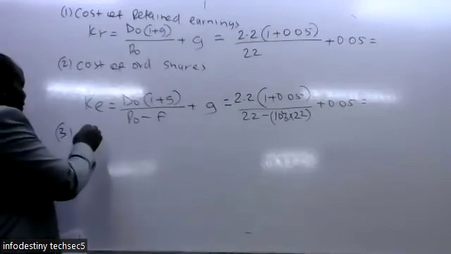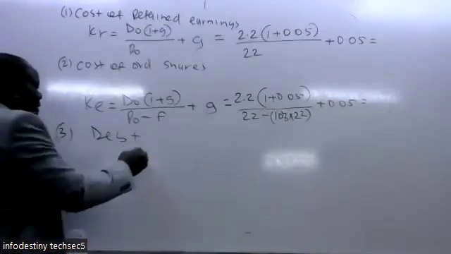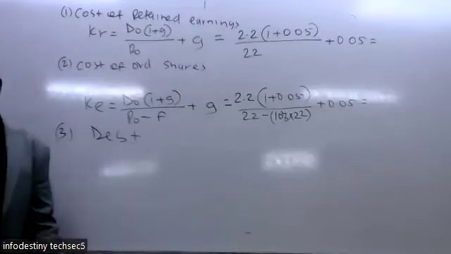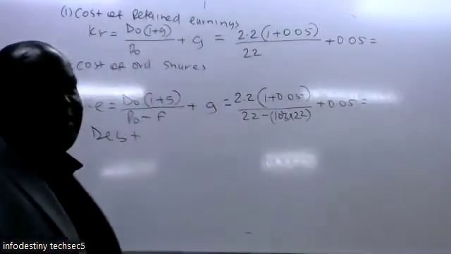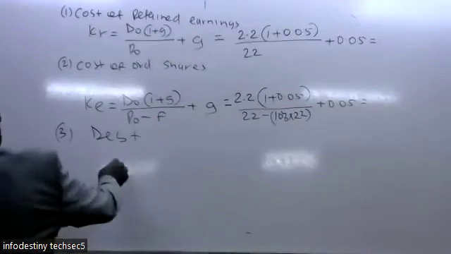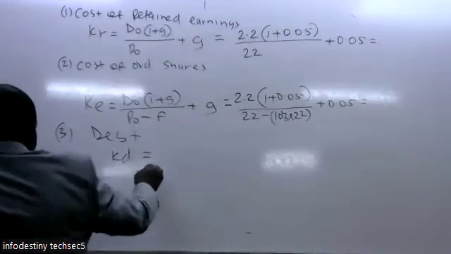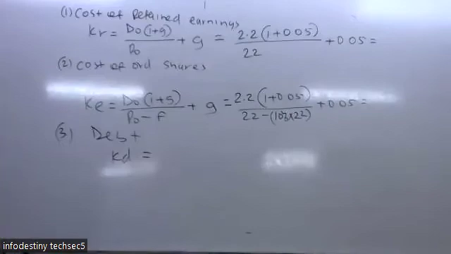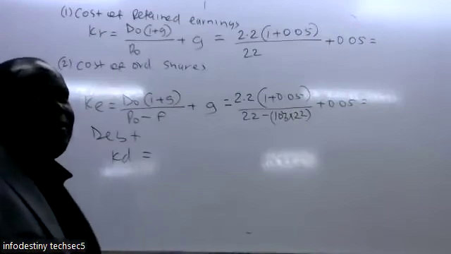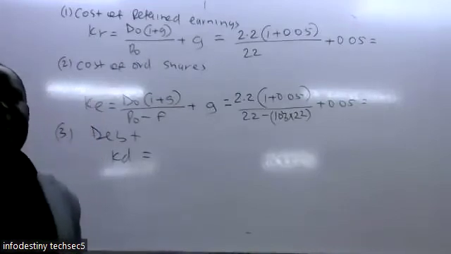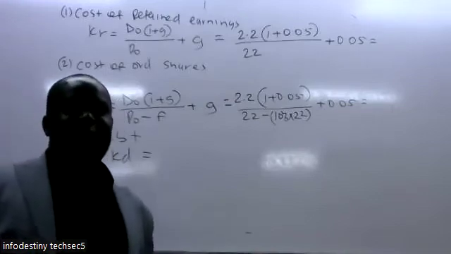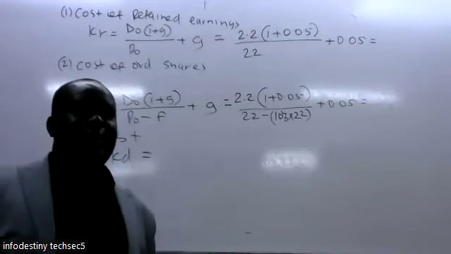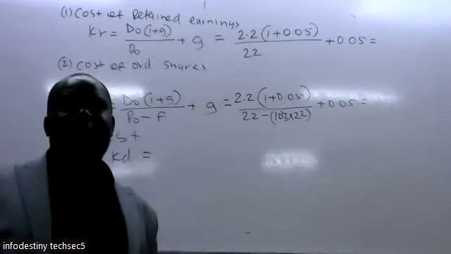So the next one, number 3, is now the debt. So for the debt, what do we do to get our KD? Because we have not been given the par value and the current market price, remember, it is a loan. So what we do for that is you just take the interest rate, then you tax.